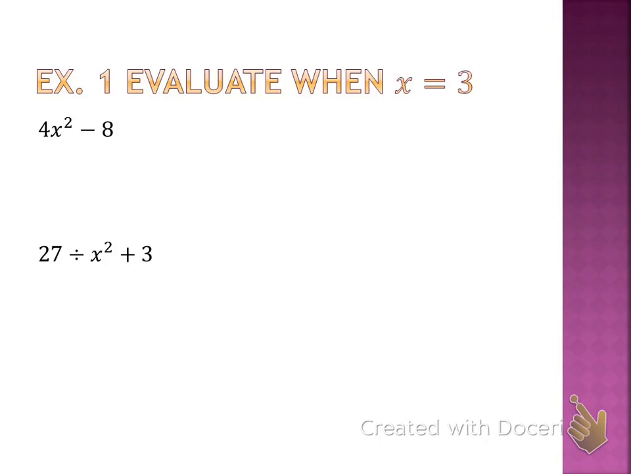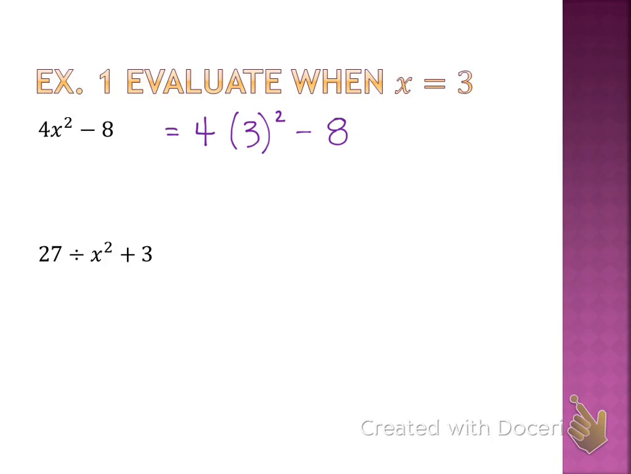First of all, we're going to use what we learned yesterday in 1.1 when we learned how to plug in a number for a variable. So we have 4 times x to the second power minus 8. It tells us to evaluate when x is equal to 3. So all I'm going to do is take out the x and replace it with a 3. So I'm going to do 4 times 3 squared minus 8.